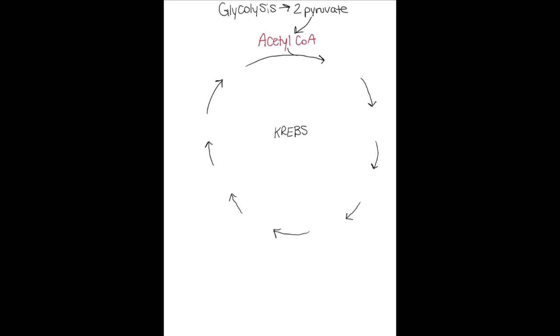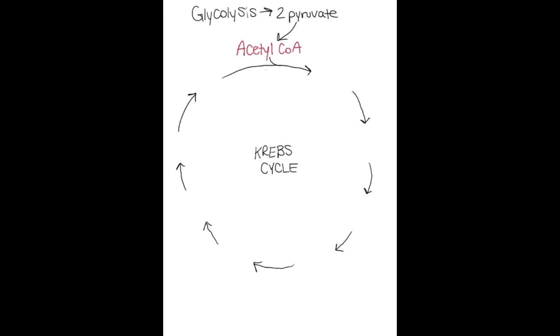The first reaction of the Krebs cycle is the condensation of acetyl-CoA to citrate by the enzyme citrate synthetase. The methyl group of acetyl-CoA is converted to methylene in citrate.